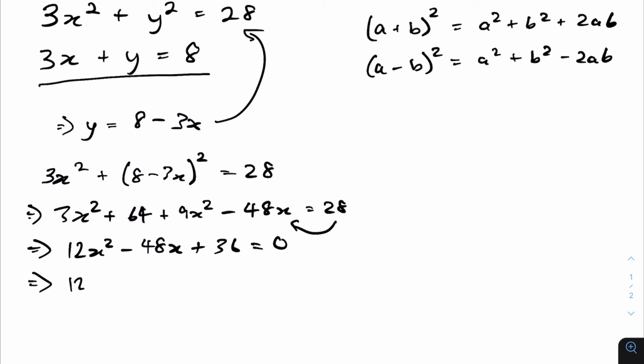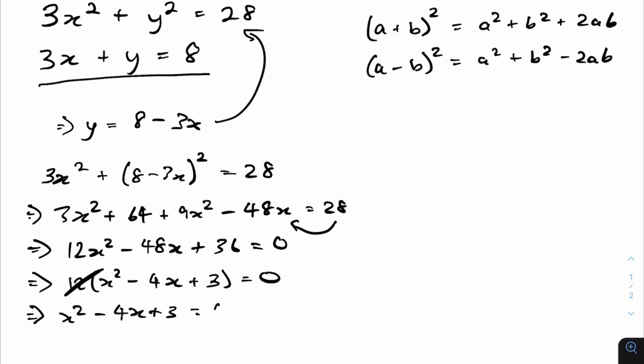So we can do 12 times (x squared minus 4x plus 3) is equal to 0, and then actually cancel it out, because when you divide 0 by 12, it's still 0. So we have x squared minus 4x plus 3 is equal to 0. And by inspection, we can see that (x minus 3)(x minus 1) will yield this correct result. So x is equal to 3 and 1. And we expected this because it's raised to the second power, there would be two sets of solutions.